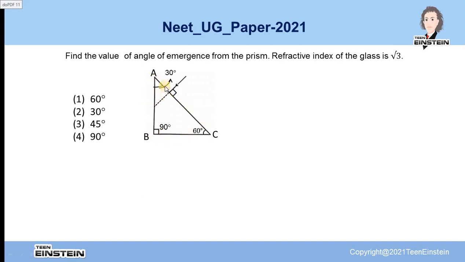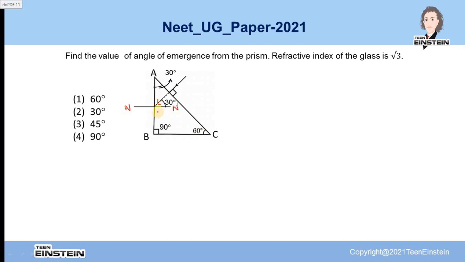Now if we look at this smaller triangle, this angle is 90 degrees. This angle is 90 degrees, and hence this angle will be 60 degrees. If you carefully look, I'll clean this for better visibility and draw a normal here, N prime, at this interface AB. Now look, this is 60 degrees. Obviously this angle will be 30 degrees, which is the angle of incidence at this surface AB. Now we have got the angle of incidence over here.